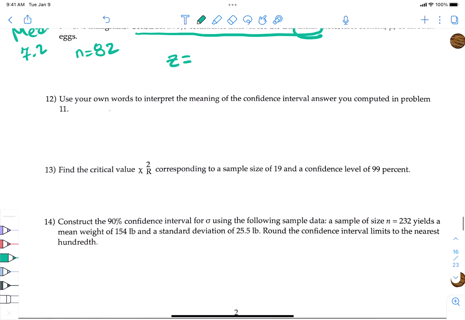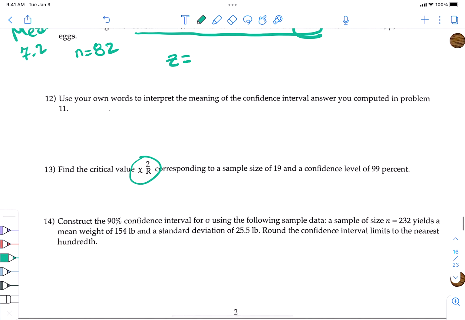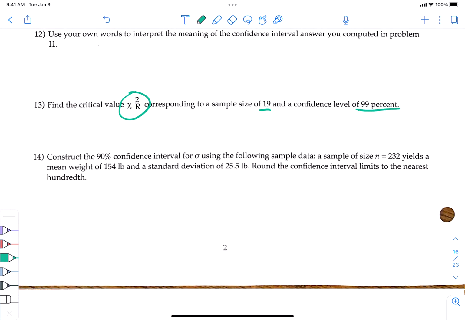Number 13, find the critical values of chi-squared right. They don't ask for chi-squared left, they just want chi-squared right that corresponds to a sample size of 19 and 99%. They're just saying, look it up and find my chi-squared right. I just want to know that you know how to look it up on the chart. That's pretty simple. 14. Am I going too fast? We're doing okay? Okay, let's go through.